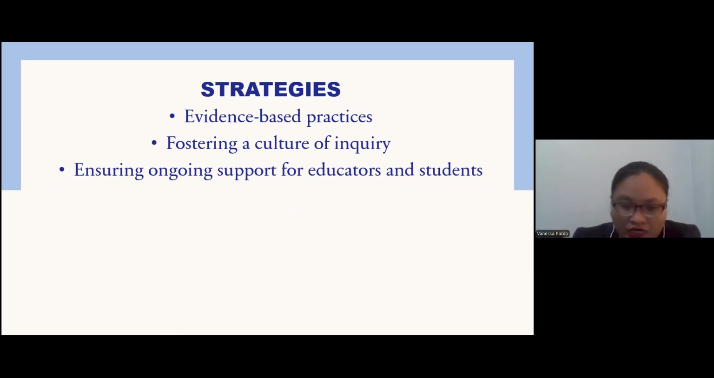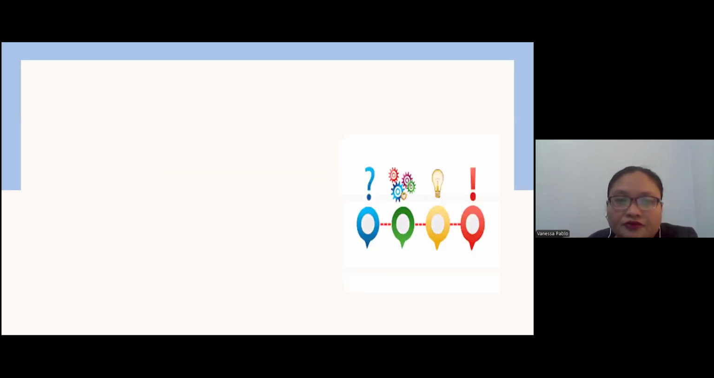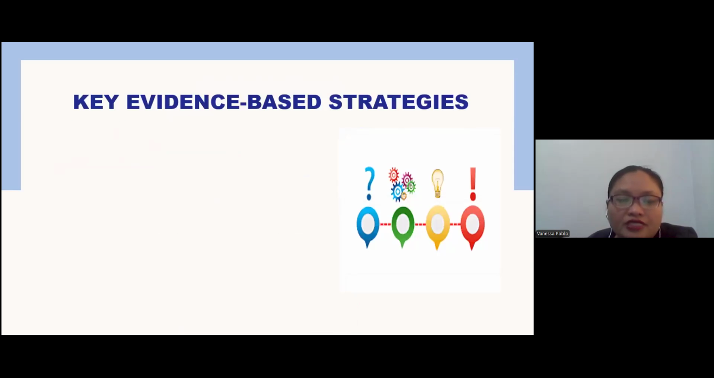So to effectively provide educators with practical strategies that are needed when applying action research, you need to integrate these three strategies so that you will be able to create also several key approaches as you implement your research. So these strategies focus on understanding the evidence base, fostering culture, and then the support, ensuring that there is support. So let's start with the key evidence-based strategies.